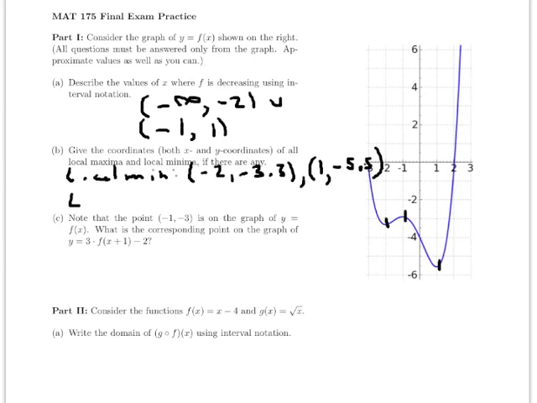For the local max, I'm looking at a place where the graph changes from increasing to decreasing, and that'll just be here, and we can see the x coordinate here is -1 and the y coordinate is about -3.